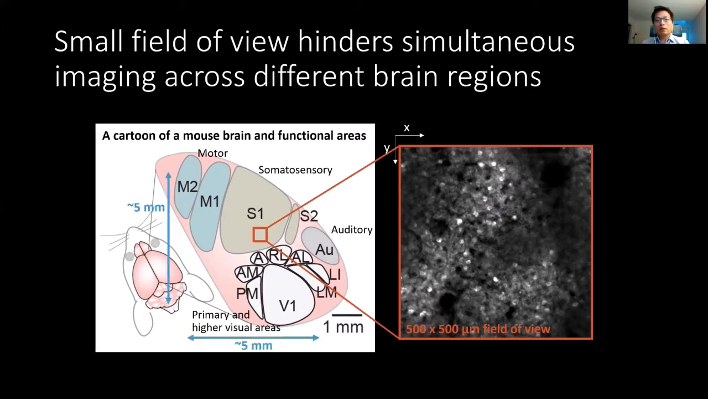As you can see from the cartoon, these functional areas are widely distributed across the entire brain at the millimeter scale. Since we know that neurons work together across different areas to decode the information and drive the behaviors, being able to simultaneously record neuronal activities across different functional areas is one of the keys to understand how the brain works. Therefore, to enable this type of experiment, we developed a new two-photon microscope.